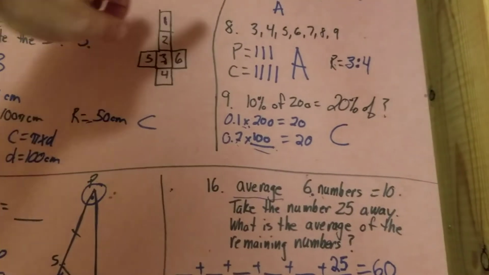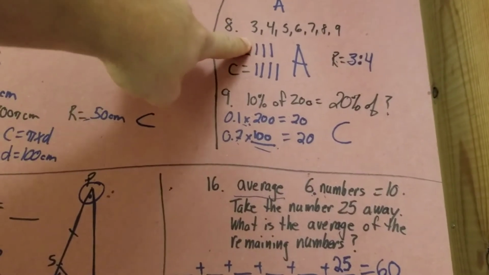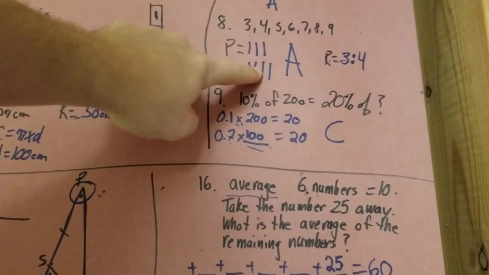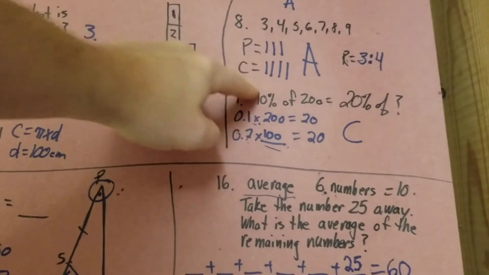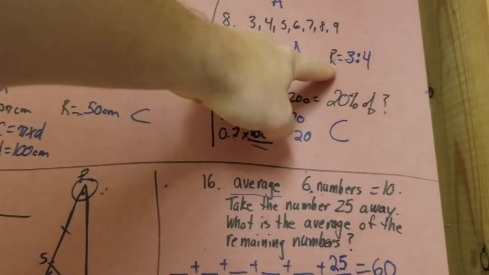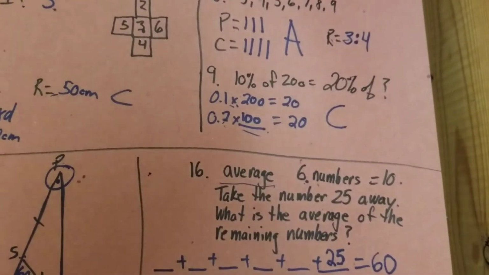So let's start here. 3. Well, you can only divide 3 by 1 and 3. So that's a prime number. 4 is composite. 5 is prime. 6 is composite. 7 is prime. 8 is composite, and 9 is composite. So I have 3 prime numbers, 4 composite numbers. My ratio then is just 3 to 4, which is answer A.